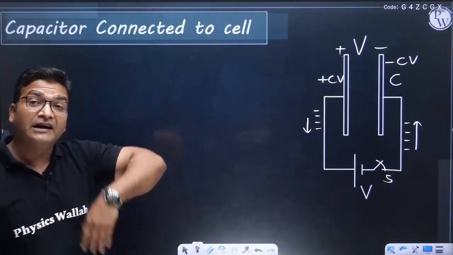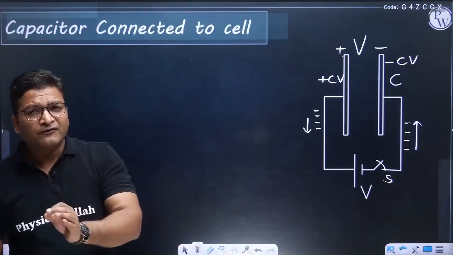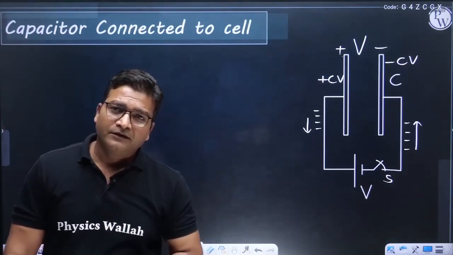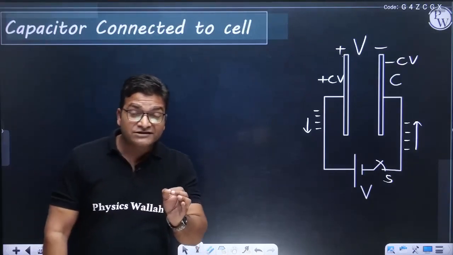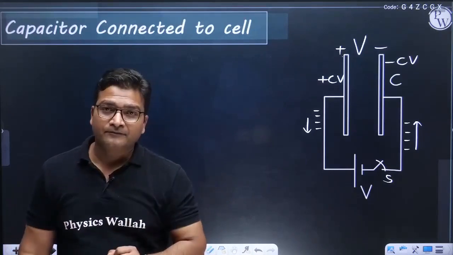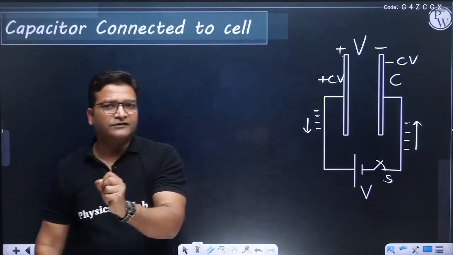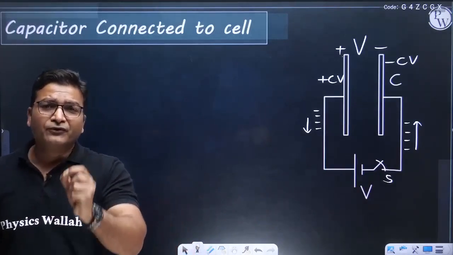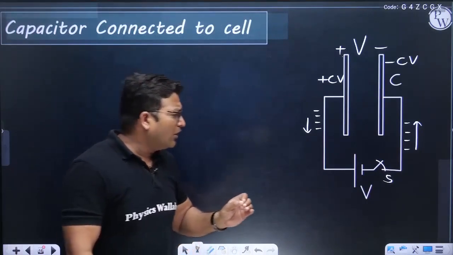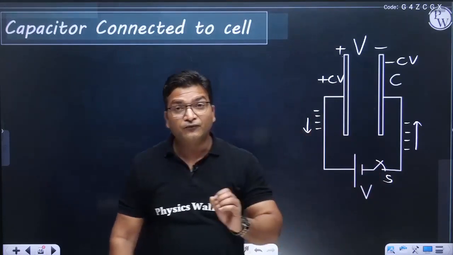Initially, in fact, a very large current flows. Also remember the current exists for a few microseconds or maybe nanoseconds. Just imagine what a micro is. Micro is 10 lakh times smaller than a second. So the flow of charge that you see in the circuit exists for only a few microseconds or a few nanoseconds. And almost instantly when you close the switch, the capacitor gets fully charged.